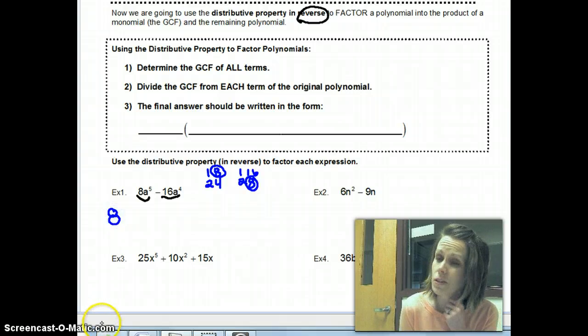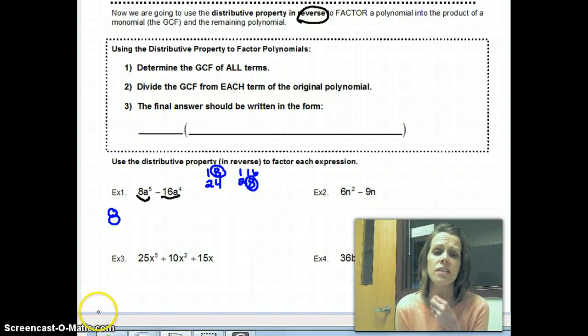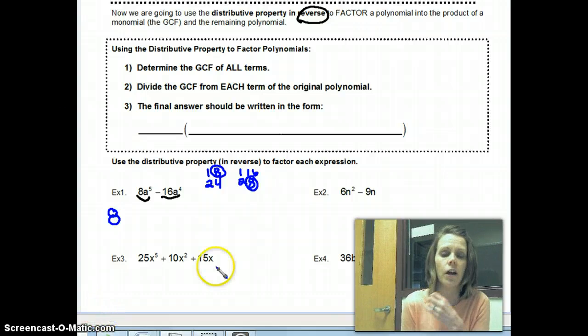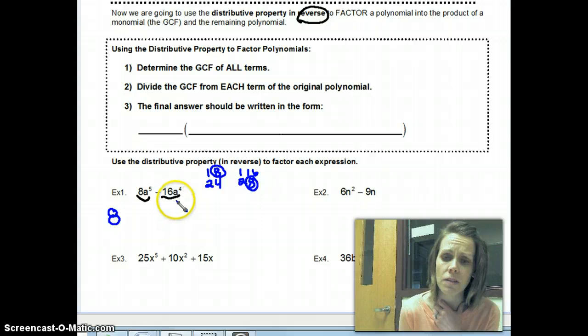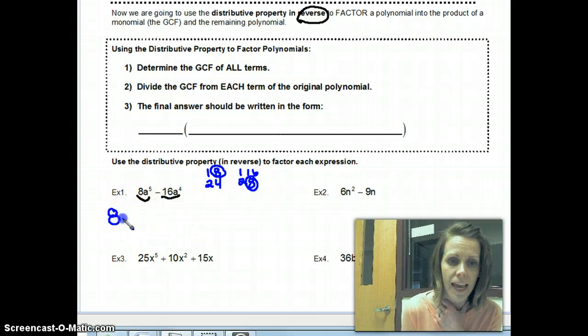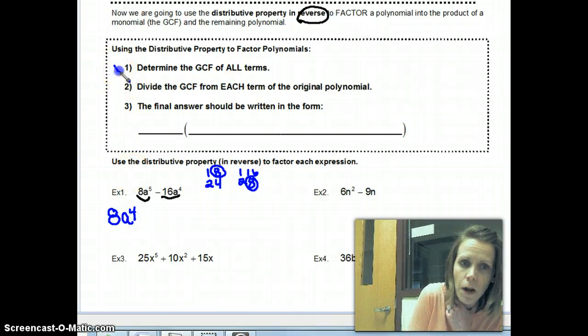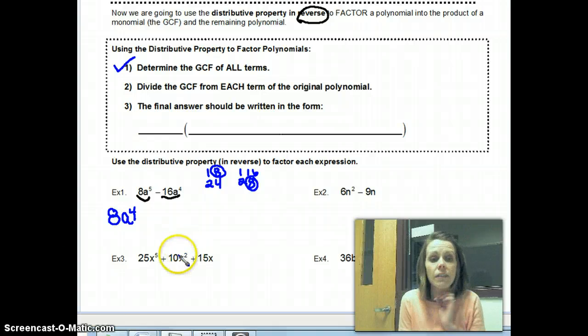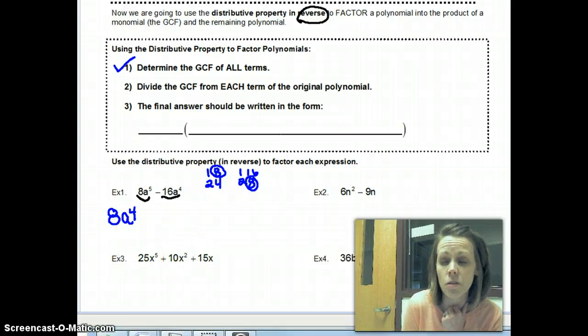Okay, but you also have those variables, those pesky little variables. So what you're going to do is figure out what's the GCF of a to the 5th and a to the 4th. So remember, you always take the smallest exponent that you see. It's kind of the opposite of what you'd think for greatest common factor. So our greatest common factor, or the amount of a's that they have in common, would be a to the 4th. Okay? So what you're going to do for each of these problems is first find that GCF. Okay? So once you've found that GCF, now we're going to distribute backwards.